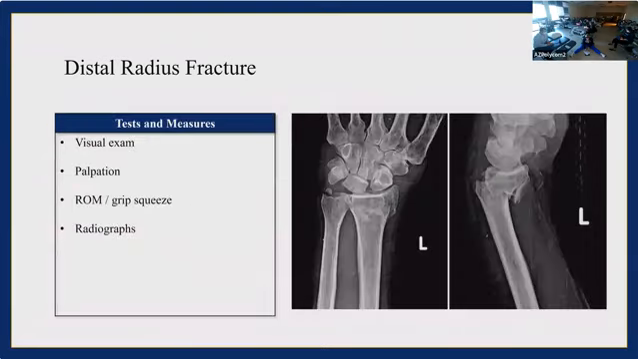As we continue going, tests and measures, there's not really special tests for this, right? It's usually an obvious trauma, visual exam, you can palpate, maybe you do your tuning fork, right? Have you guys learned about the tuning fork yet? So tuning fork is literally what you think it is, a tuning fork. You hit it, boom, it vibrates, and you put it on a spot you think is fractured, and that vibration irritates the fracture site and causes pain, and then it's one tool in the toolbox, okay? But range of motion and grip squeeze is bad, and then radiographs confirm it.